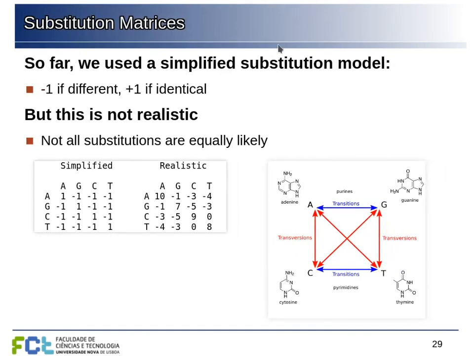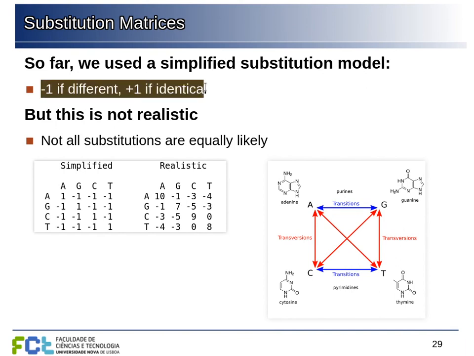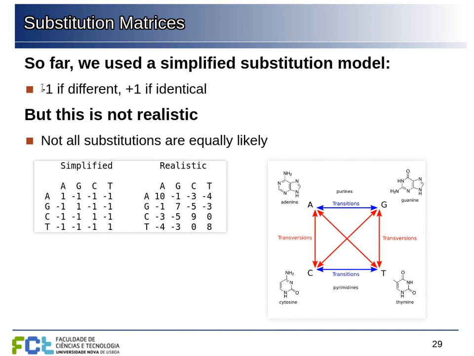What we've been doing so far is just to use this rule. If the symbols are different, we put a penalty of -1. If they are identical, we add a bonus of 1. So this would be a matrix like this. A with A is 1, G with G is 1, C with C is 1, and so on. And A with G is -1, A with C is -1, etc. But this is not a realistic scoring matrix because there are differences here.